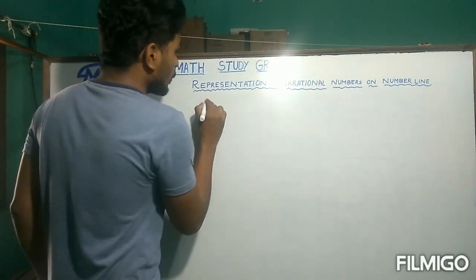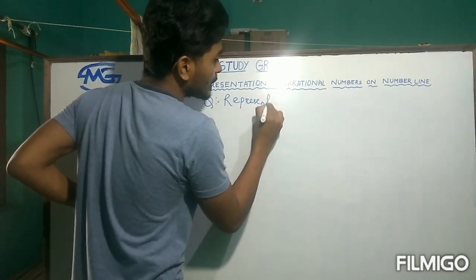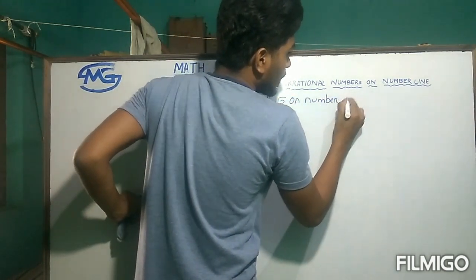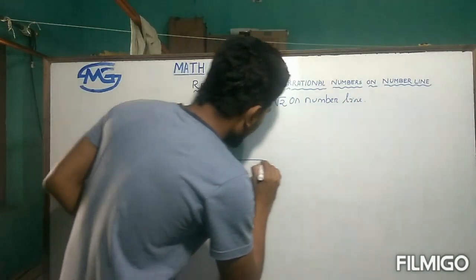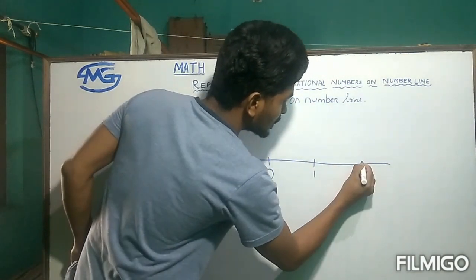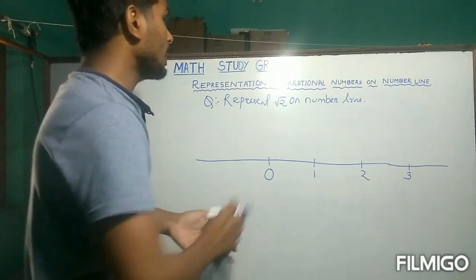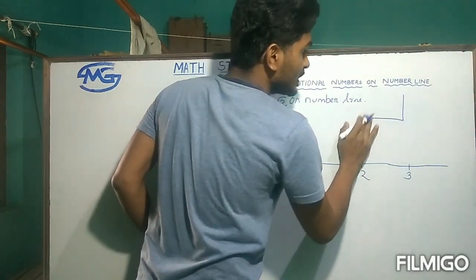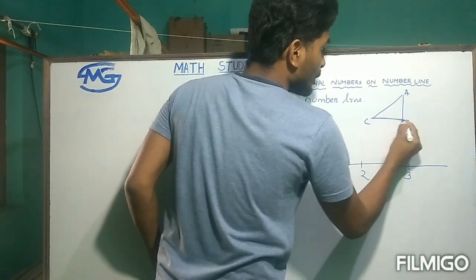In the previous class we studied how to represent root 2 on a number line. In order to represent root 2 on a number line, first we have to draw a number line. So let's say this is the number line. This is 0, this is 1, this is 2, this is 3. Then, as we know from the Pythagoras theorem, if this is a right angle triangle, let's say ABC, this is the base part.